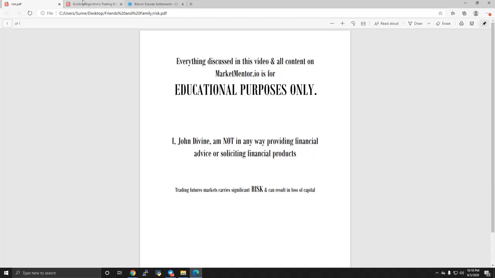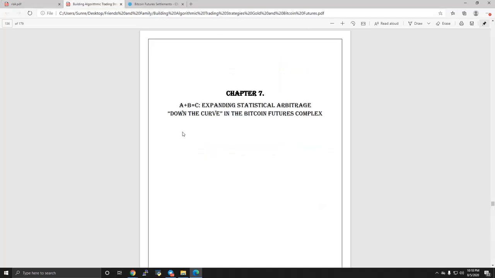So let's turn our attention to the book, as mentioned in part 4 of the video series. We're looking at the second half of the book now. So here's chapter 7, where we're expanding the A plus B equals C methodology, working within the standard 6 and applying it to the Bitcoin futures complex down the curve. And let's take a look at the curve example from the book.